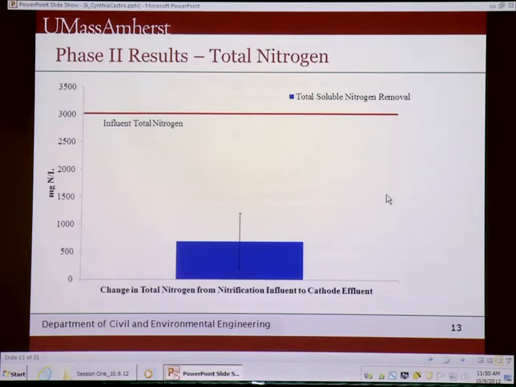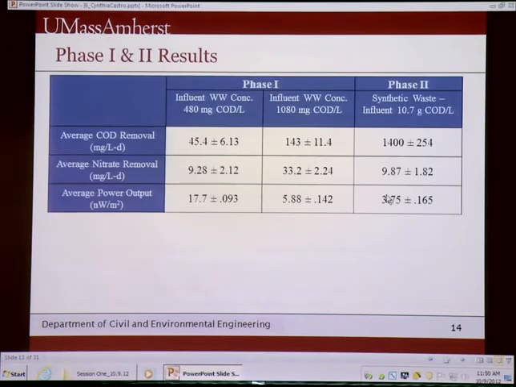And here we show the change in the total nitrogen from nitrification effluent to cathode effluent. And this is the soluble nitrogen removal, and there's still some issues going on with the nitrification chamber, and we think there's some hydrolysis happening right now, so we're not seeing all of the ammonia, all the nitrogen that's going into the system coming out. So this is something we still need to study further.